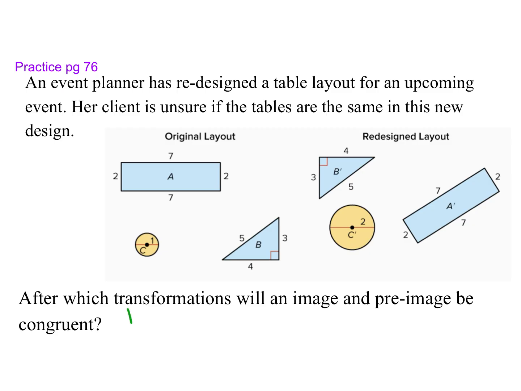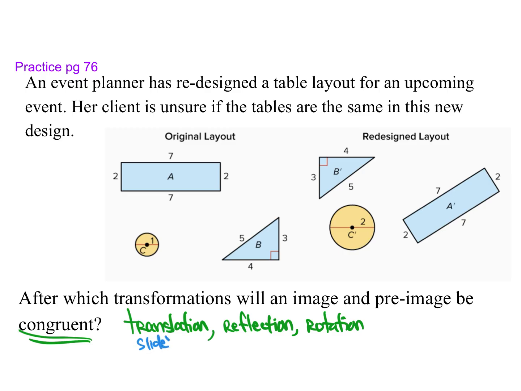All right, so first of all, translation. Does a translation make it the same? If we slide it, is it still going to be the same shape, same size? Yes. What about a reflection? If I flip it over a line, is it still going to be the same? Absolutely. And a rotation also does that? Absolutely. So these are the ones that will make it congruent: translation, rotation, reflection. Remember, translation is a slide. Reflection is a mirror. Rotation is a turn. All of these will still keep it the same size, same shape, or congruent.